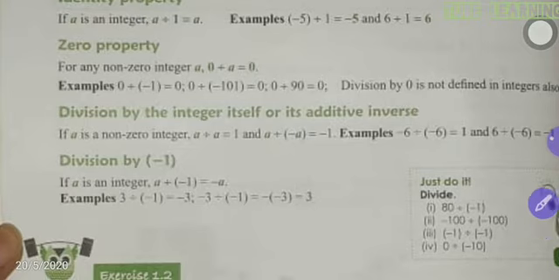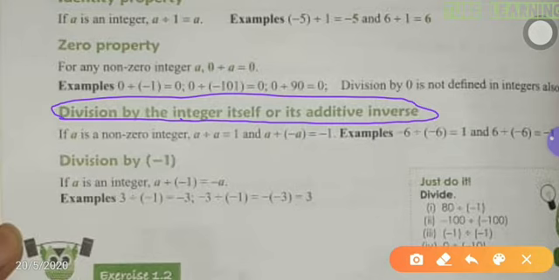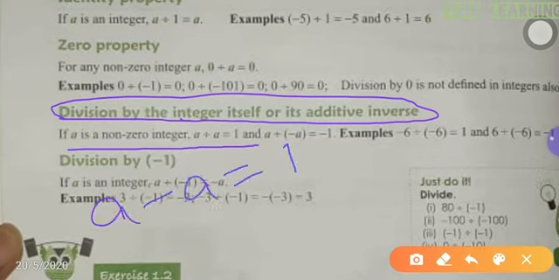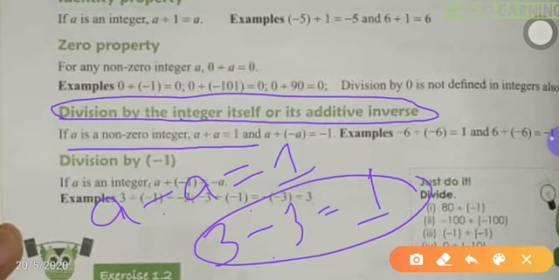So next one, what is given? Next property: division by the integer itself or its additive inverse. If an integer is divided by itself or its additive inverse, what will you get? If a is a non-zero integer, a divided by a equals what? 1. Of course we know, like 3 divided by 3 equals 1. And a divided by minus a equals minus 1.